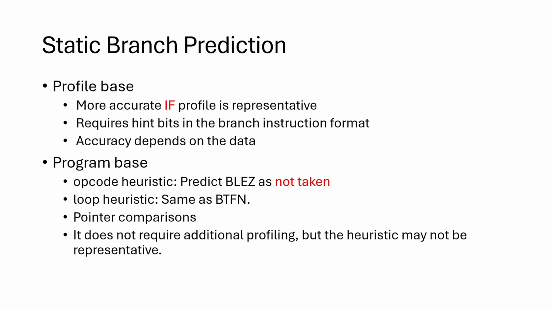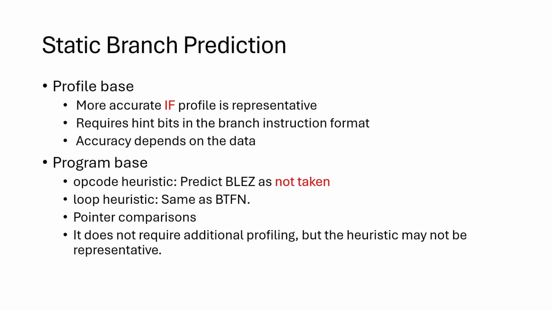And then there is profile-based. Profile-based prediction uses the compiler to collect runtime information to decide whether to jump to a branch. So the accuracy depends on the data. And then the program-based prediction. Program-based prediction predicts branch less than or equal to 0 as not taken. It does not require additional profiling, but the heuristic may not be representative.